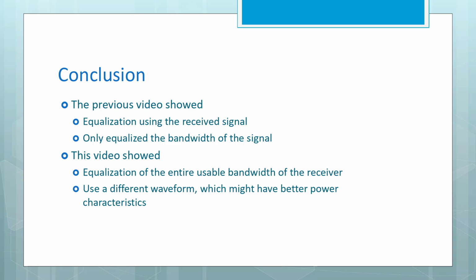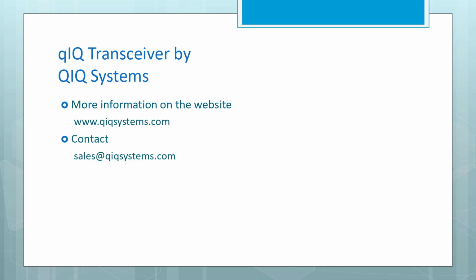Another reason to use a different type of signal than just your transmit-receive signal is that you may want a signal that has some better power characteristics. It might be that your transmit receive signal has some power characteristics that are causing a power amp to have some nonlinearity problems and things like that. But by using a constant envelope signal like a chirp, that might better operate with the amplifier in your system. That's it for this video.